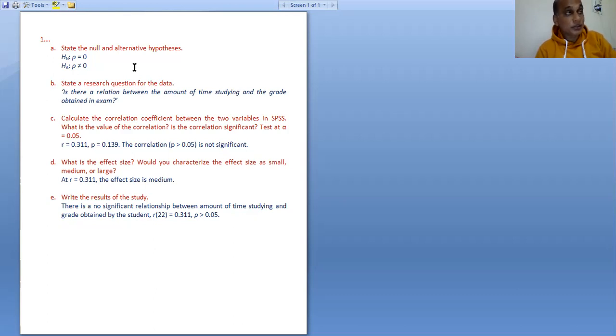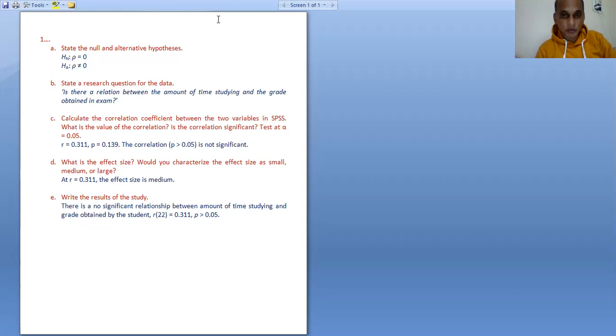It can be an inverse correlation, that is negative correlation. It can be positive or direct correlation also. And here we say rho is not equal to 0. So that becomes our null and alternate hypothesis in case of correlation. For the research question in this particular case, we have two variables. The first variable is exam prep, or time taken in studying, and the second is the grade obtained in that exam as a student. So the question is: is there a relationship between the amount of time studying and the grade obtained in the exam? That becomes our research question.